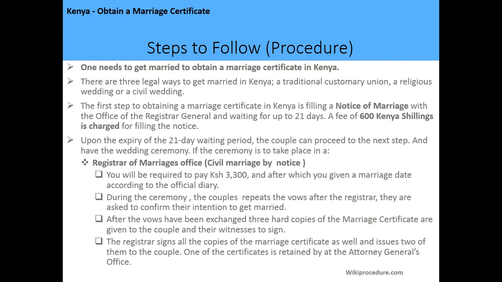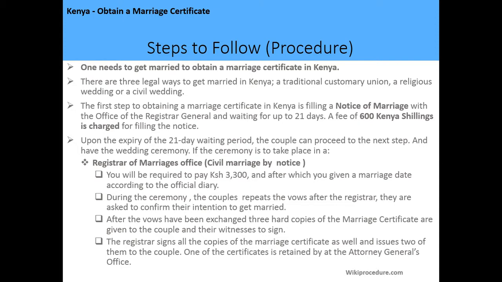And they can have two types of wedding. They can have a wedding where the ceremony takes place in the registrar of marriage offices, and this is the civil marriage by notice, the civil wedding. In the case of the civil wedding where the marriage takes place at the registrar's office, you'll be required to pay Kenya shillings 3,300, after which you'll be given a marriage date according to the official diary.